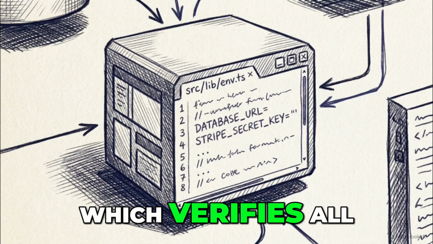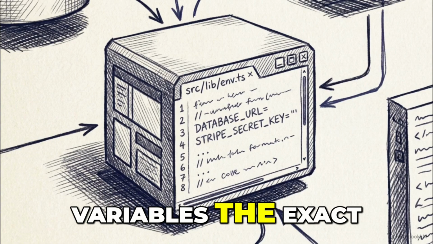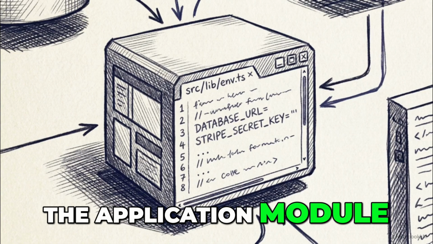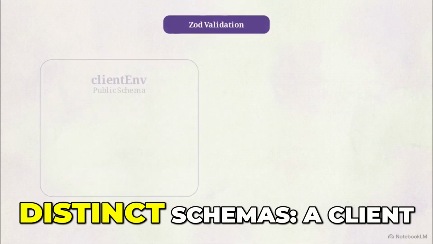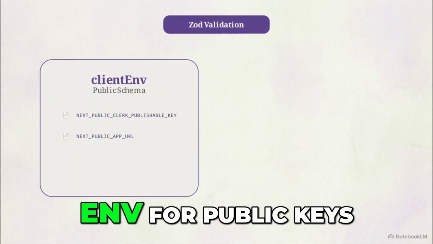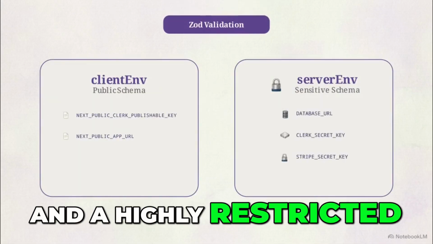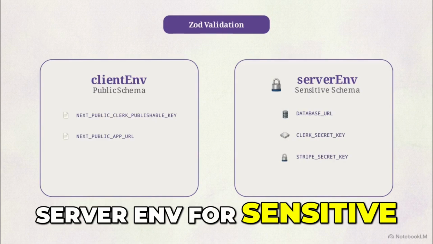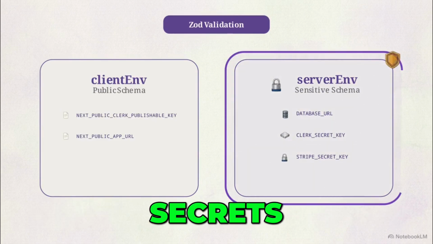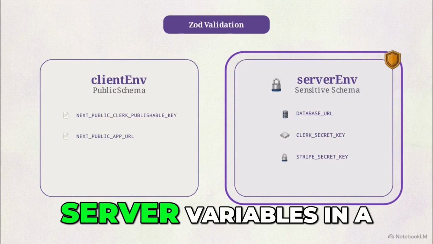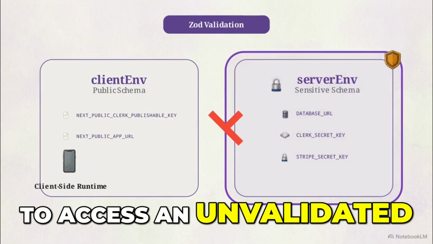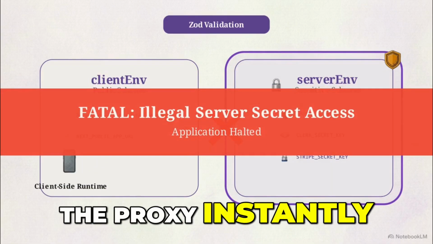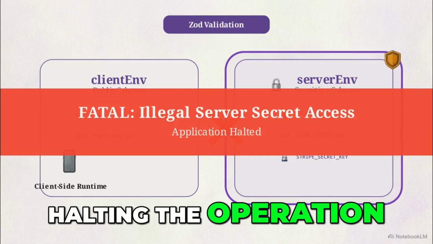src/lib/env.ts, which verifies all environment variables the exact moment the application module loads. It uses Zod to partition configurations into two distinct schemas: a client env for public keys and a highly restricted server env for sensitive database strings and API secrets. The application wraps the server variables in a proxy. If client-side code attempts to access an unvalidated server secret, the proxy instantly throws an error, halting the operation.